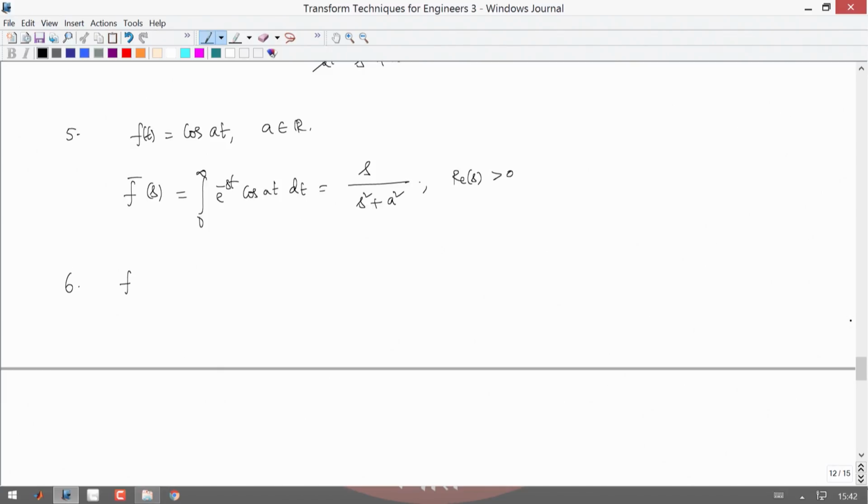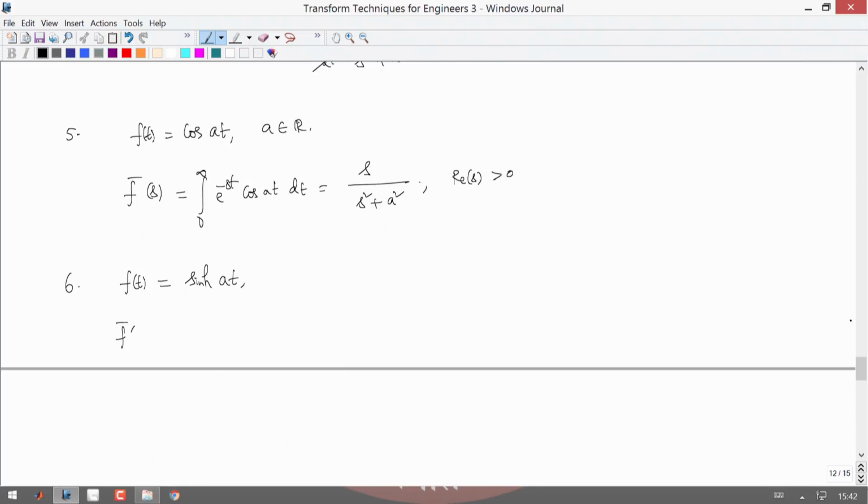Similarly, you can also work with hyperbolic functions, sine hyperbolic and cos hyperbolic. Sine hyperbolic of a t is an exponential function of order a, because it is e power a t minus e power minus a t by 2. So, this is a function of exponential order a.